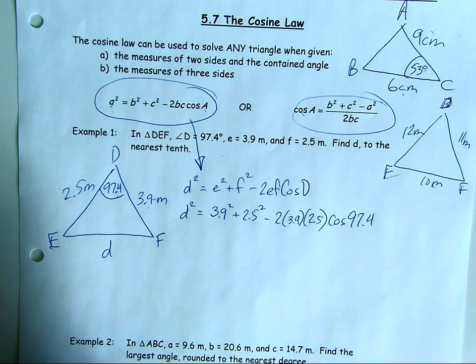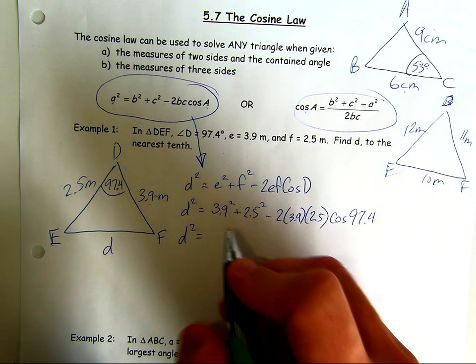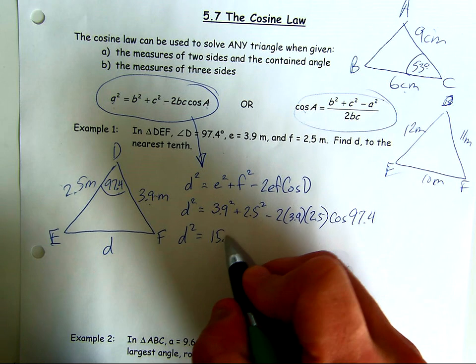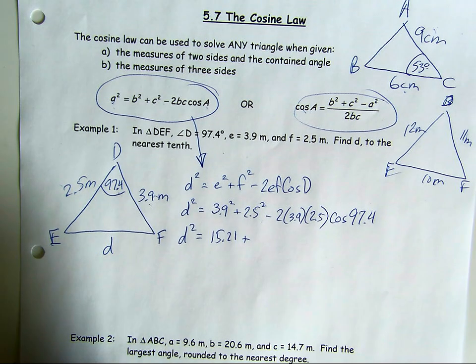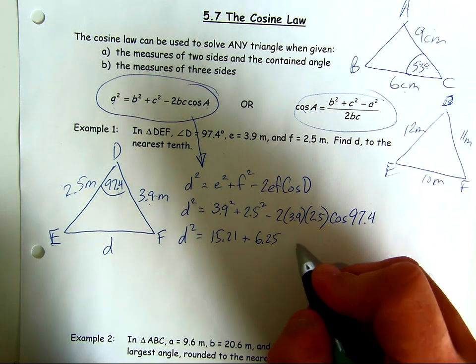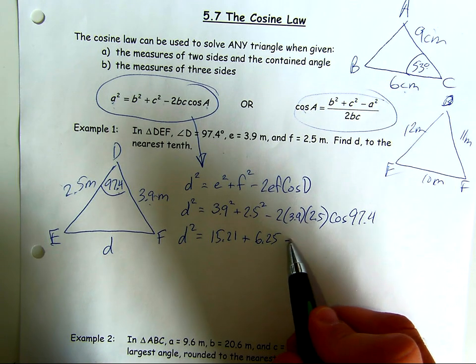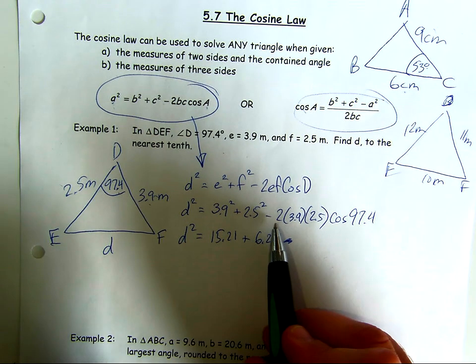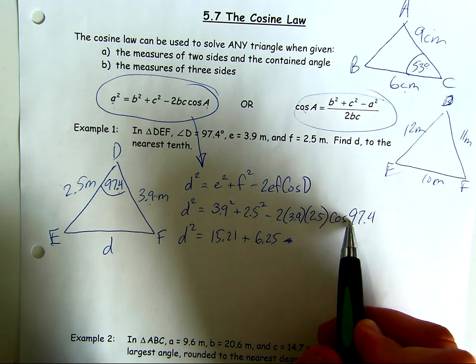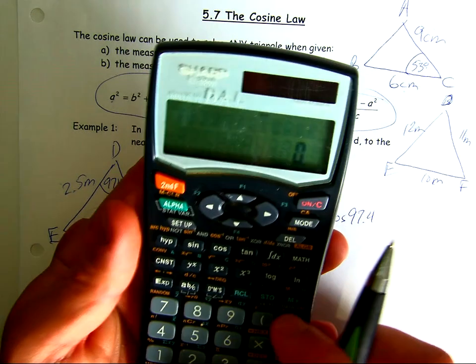And so d squared is equal to 3.9 squared, which is 15.21, and 2.5 squared, which is 6.25, minus... Now, I'm going to do this all in one shot, actually. I won't write the minus here. It's going to be negative 2 times 3.9 times 2.5 times the cos of 97.4. So that's what I'm going to plug into my calculator.